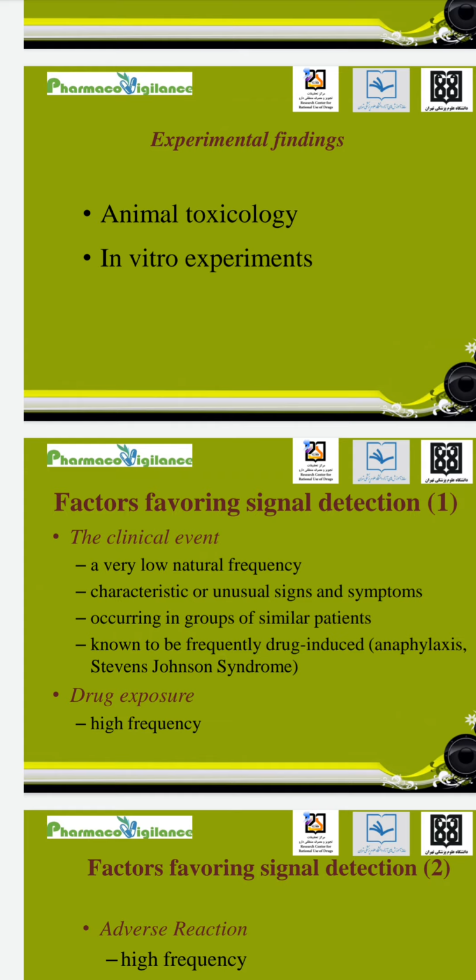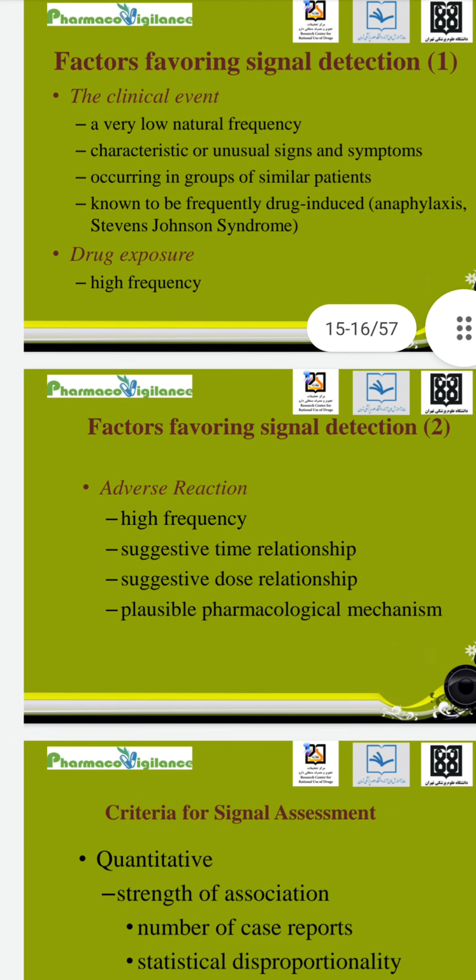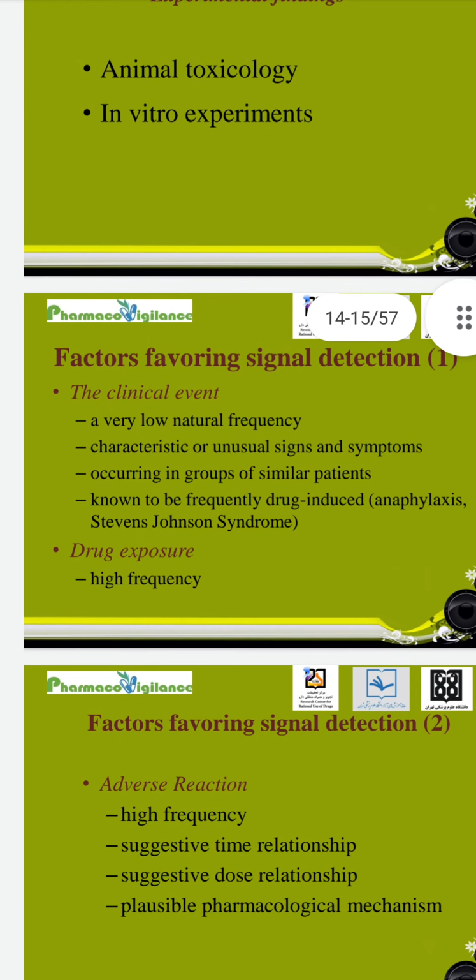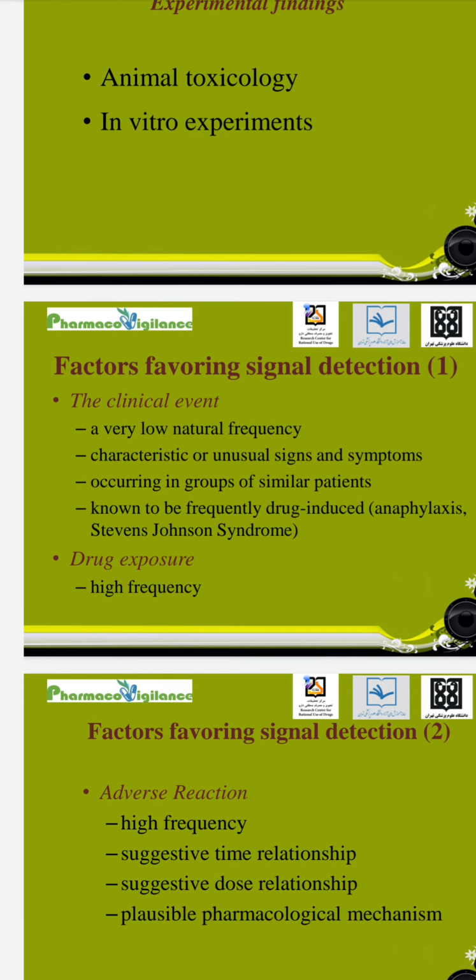The clinical event, drug exposure, and adverse reactions. These are the factors favoring signal detection. In the adverse reaction, in the drug exposure, and in the clinical event, we detect the signal. For example, in drug exposure, we have a high frequency of signal detection. In the clinical event, a very low natural frequency we have, but we do the signal detection.